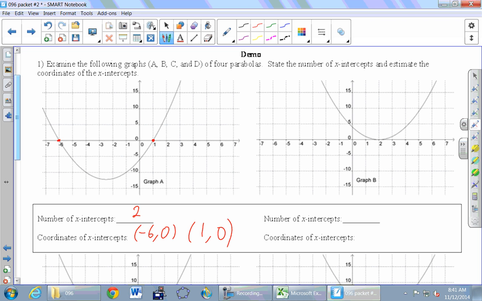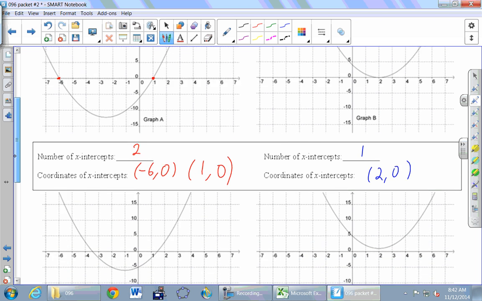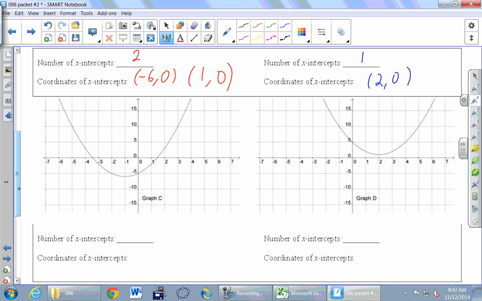Okay, playing the same game with graph B. How many x-intercepts do we see there? Looks like just the 1. And the coordinates of that point looks like 2, 0. So far, so good. All right, moving down the list to graph C. How many x-intercepts here? 2 again.